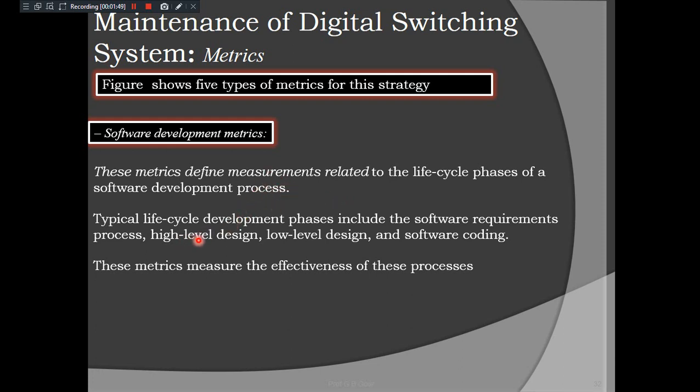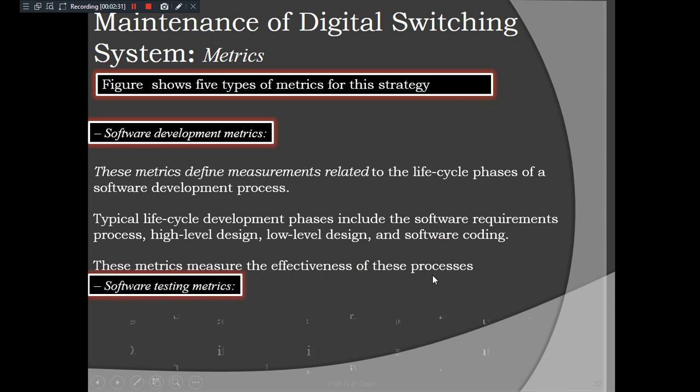The typical life cycle phases include the software requirements process, which kind of software is required. We have to decide the high level design, front end design or low level design, and software coding. These are examples to be kept in mind whenever we discuss the software development process. Its performance can be assessed based on these things: to what extent the high level design, low level design and software coding are met. These metrics measure the effectiveness of these processes.